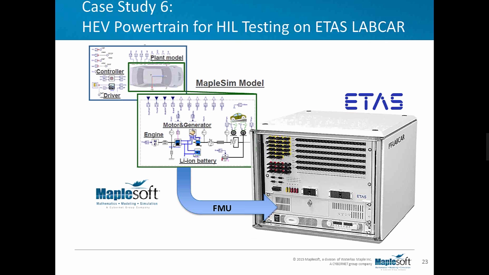Another example is LABCAR from ETAS. Here also the target was hardware in the loop and real-time simulation. The vehicle model, the plant, was coming from MapleSim again, using the FMI connector to generate the FMUs. This vehicle model again was a hybrid electric vehicle, including the powertrain, electric motors, power electronics, and batteries.